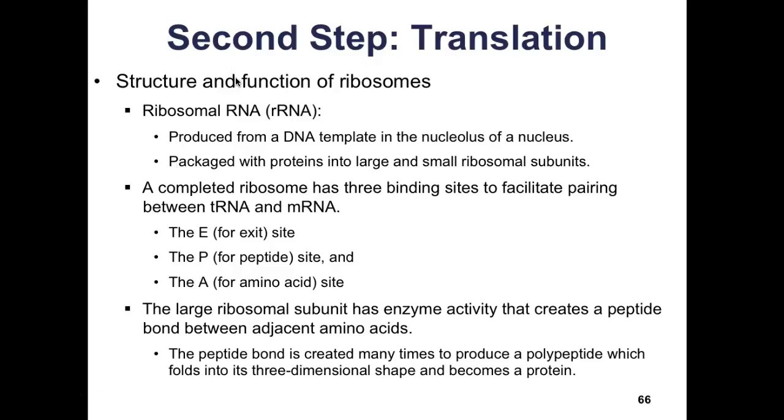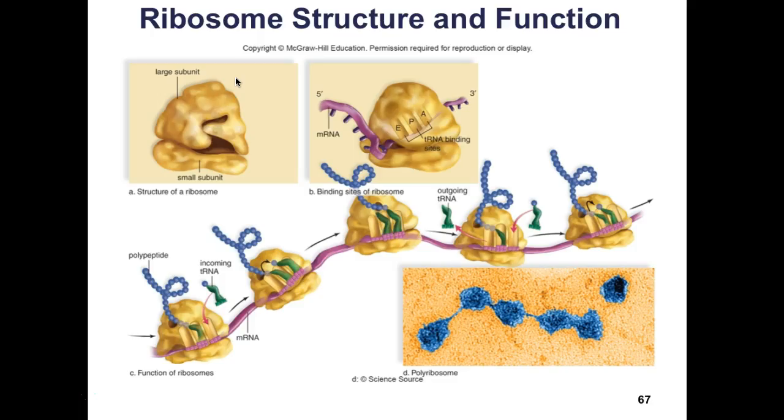So the large ribosomal subunit has enzyme activity that creates a polypeptide bond between those adjacent amino acids. The polypeptide bond is created many times to produce a polypeptide which folds into its 3-dimensional shape and ultimately will help become a protein. Remember the 3-dimensional shape, that's examining those levels of protein structure: primary, secondary, tertiary, quaternary.